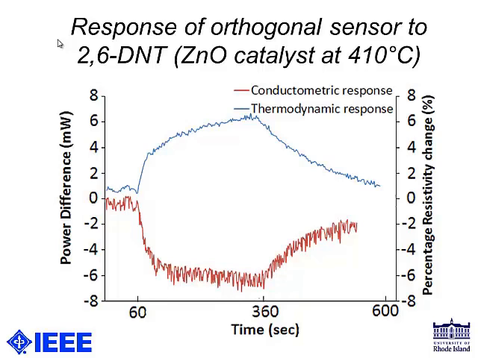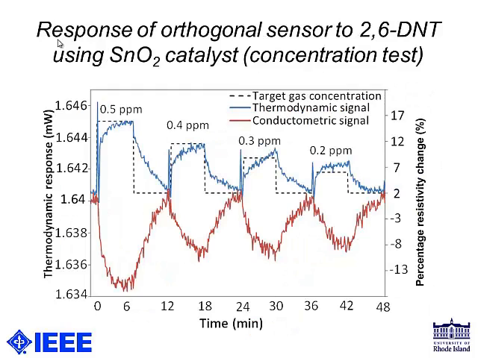Here is a concentration test. The dashed line here represents the target gas concentration, which decreases in the form of a step function. As you can see, the blue curve, which indicates the thermodynamic signal, tracks the concentration very well. It represents a linear relationship. However, the conductometric signal stayed about the same after the first cycle. This difference is because they have different sensing mechanisms.